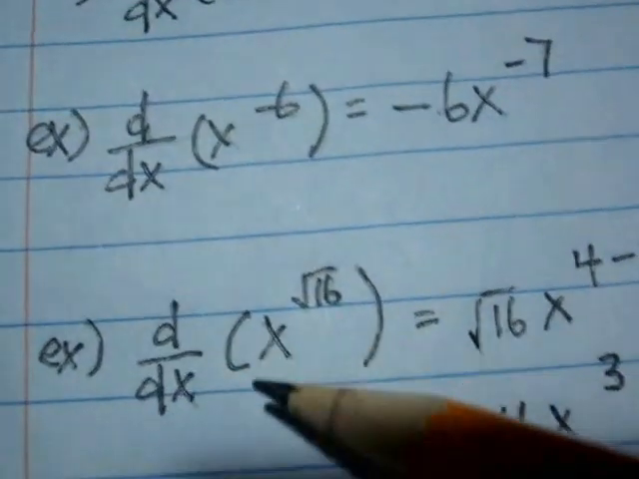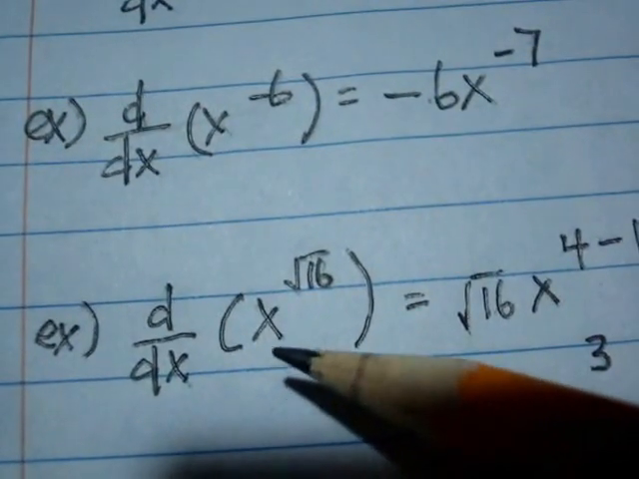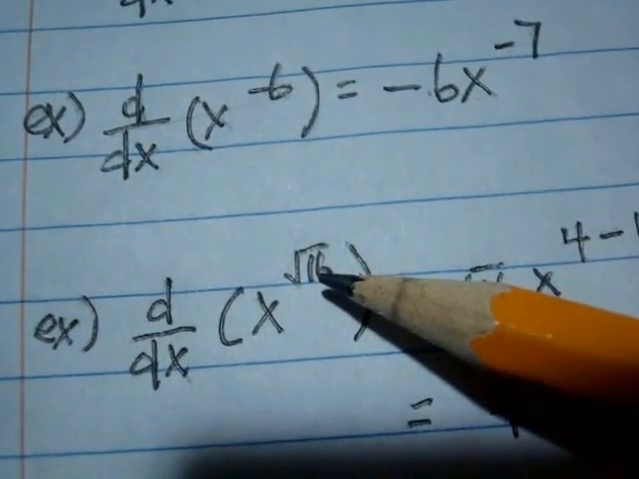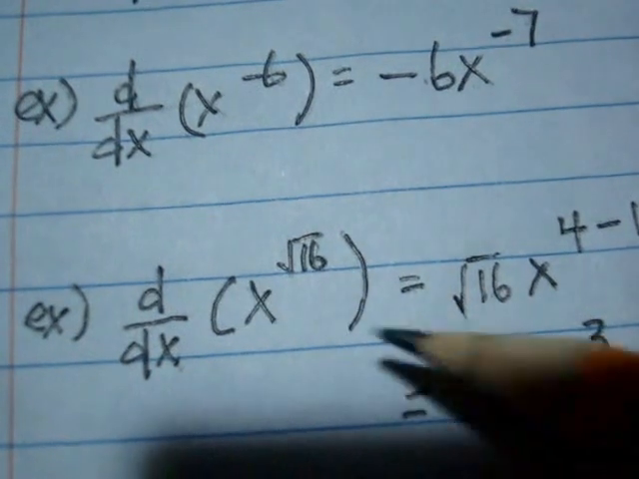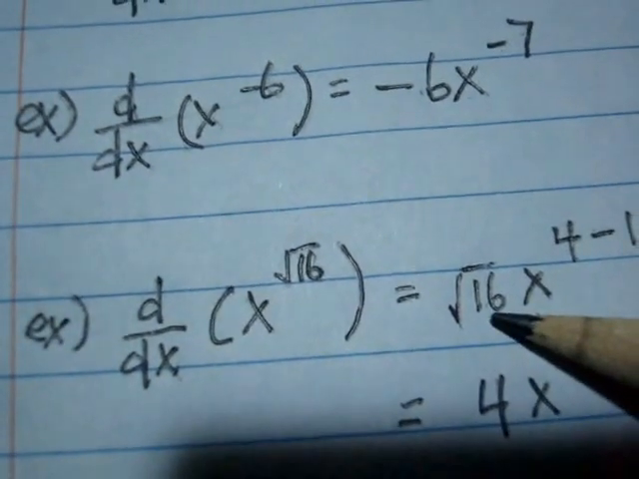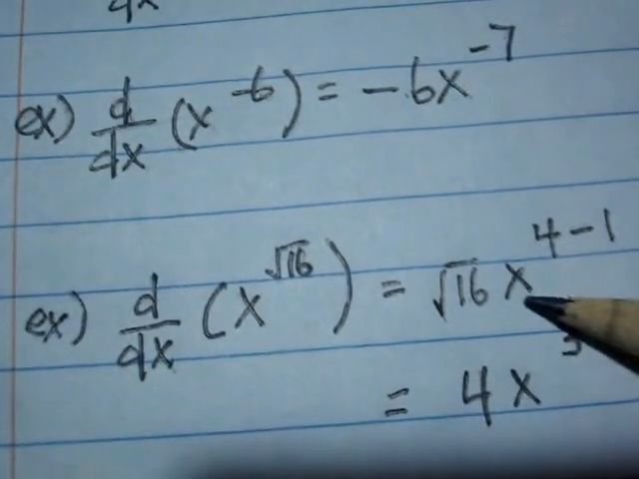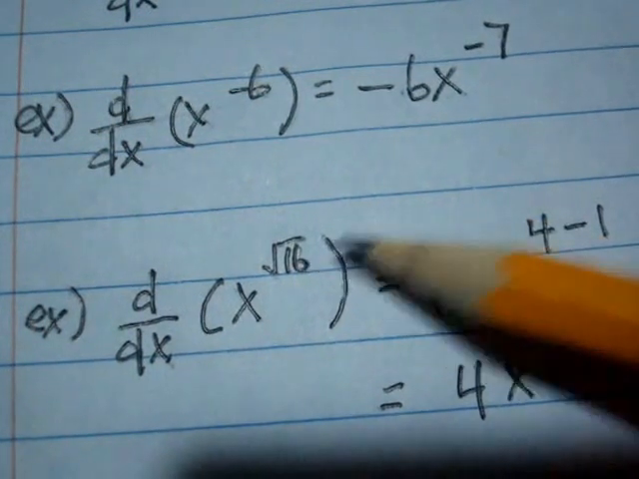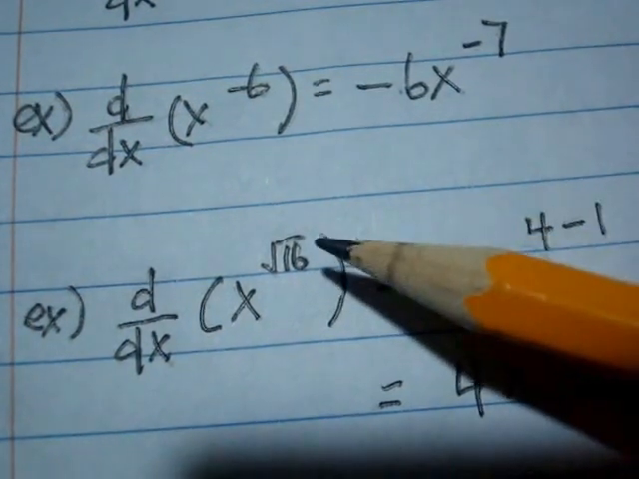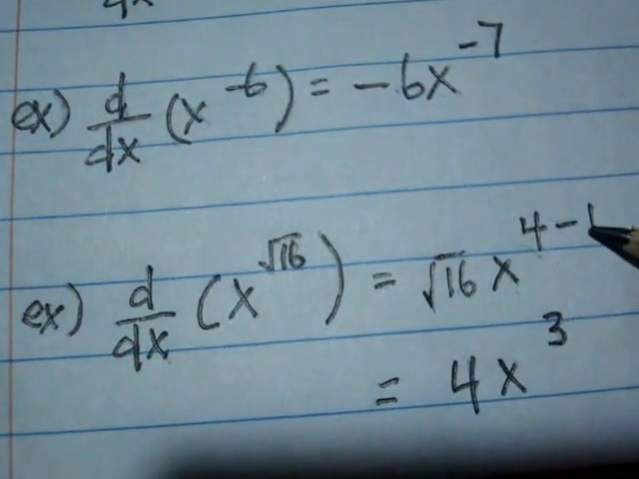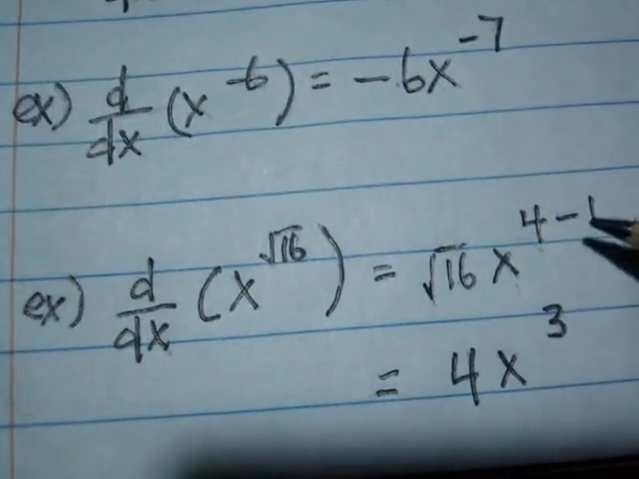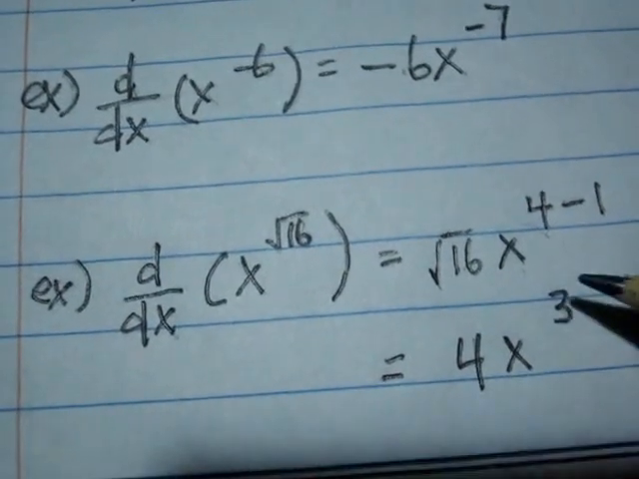Example 3. Let's say you need to take the derivative of x raised to the radical 16. So you bring down the exponent, which is radical 16, and radical 16 becomes 4. And as for the exponent, you always minus 1 by using the power rule. So it becomes 3.